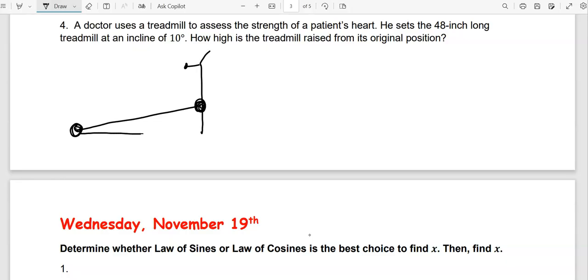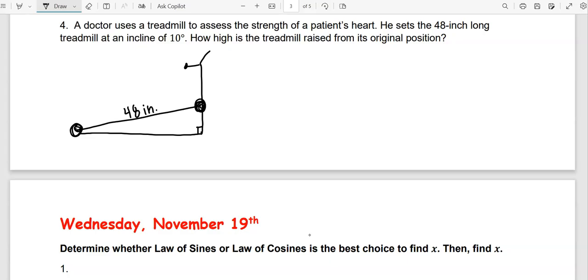Okay. And then it's raised from its original position, which is probably on the floor. I hope it's on the floor. If you're running on a treadmill that isn't on the floor, that's going to be a problem. The treadmill itself is 48 inches long, so which part of my triangle is that? The bottom side down here? That's where my treadmill is? The hypotenuse. So this is 48 inches.